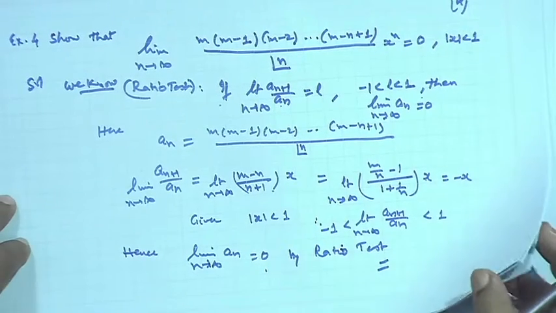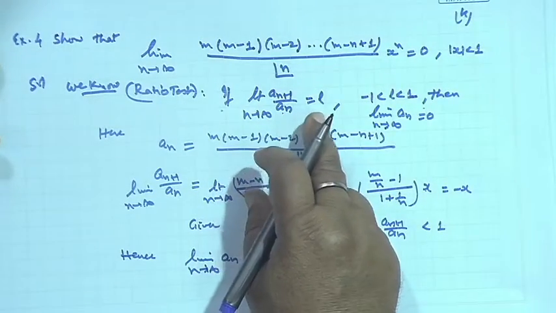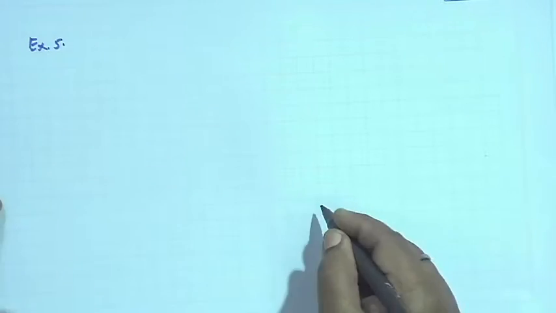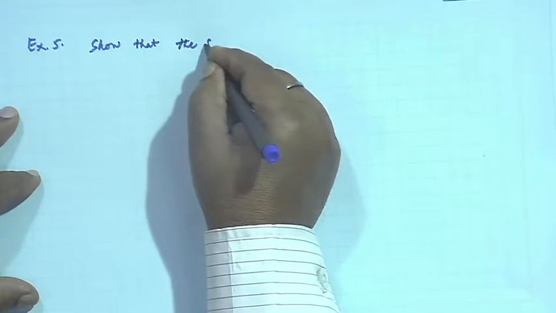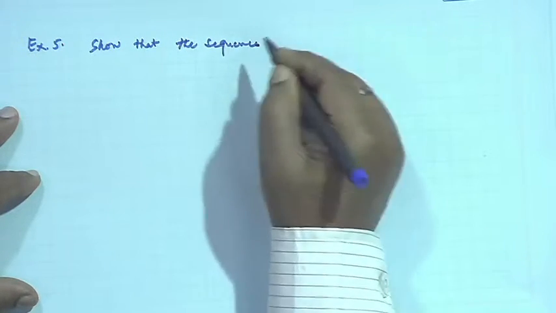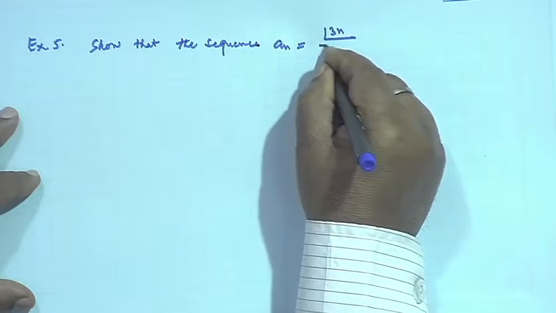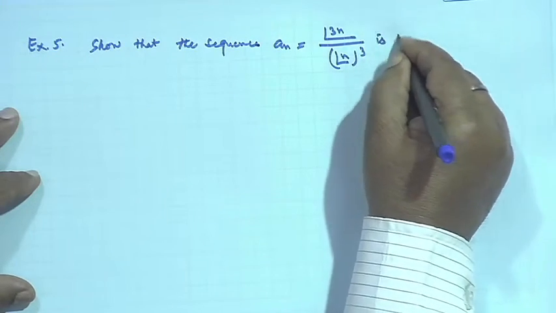Now, in the ratio test, there is another case also. If the limit of this ratio, say L, is greater than 1 and each term is positive, then the sequence tends to infinity. So, another example shows the ratio test when the limit comes out more than 1: show that the sequence a_n, which is factorial 3n divided by (factorial n) cubed, is divergent.